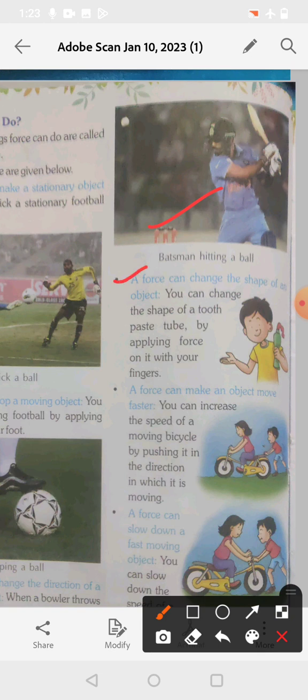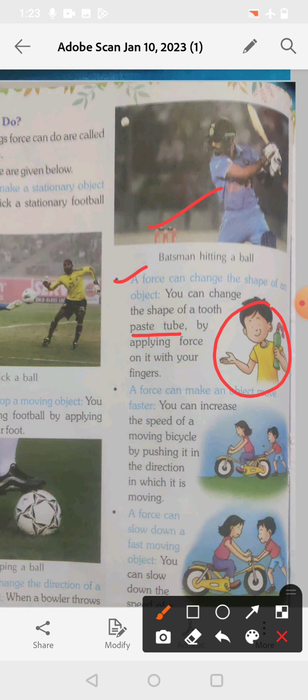Next one, a force can change the shape of an object. Yes, force can change the shape of an object. Here you can see the boy holding a toothpaste tube, and in this tube he has a lot of toothpaste. So when you want to change the shape of this toothpaste tube, you can apply force on it with your fingers. And I know the naughty, mischievous students are doing the same thing.